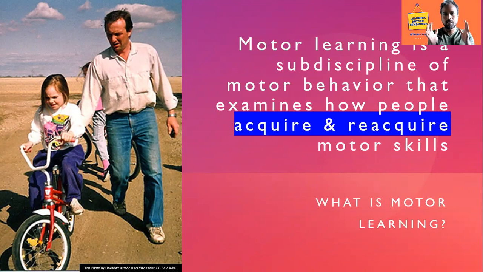So we need to understand learning as a discipline in motor behavior that specifically examines how people acquire and reacquire a skill. Acquire in the sense that it is the first time you are learning a skill, or reacquire in the sense that you have had an injury or a disease in which you are not able to perform the skill, and you want to relearn it, right? So the key word is how people acquire it, which means that motor learning is a process. That is the first thing we need to understand. Motor learning is a process.